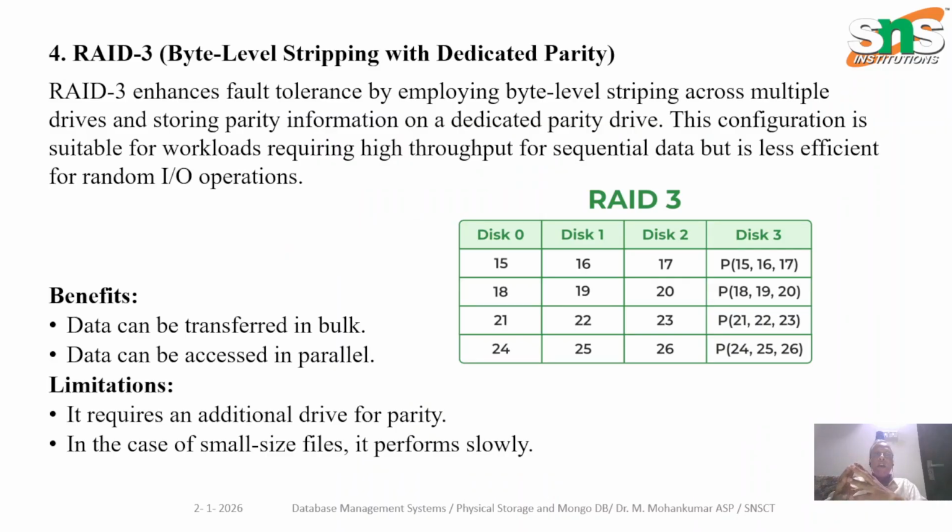RAID 3 is byte level; the previous one was bit level. It is byte level striping with a dedicated parity. Now we will see it one by one, how RAID 3 is implemented here.